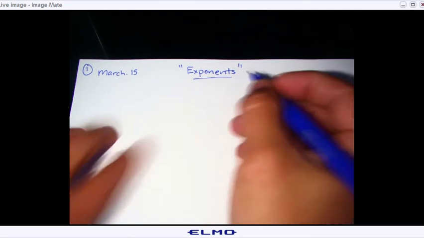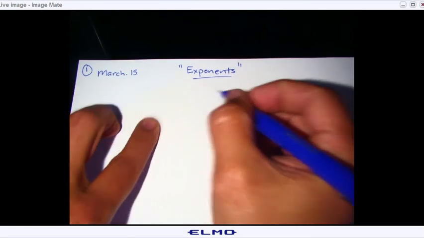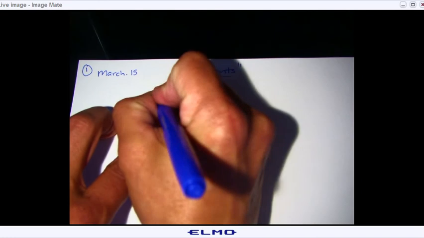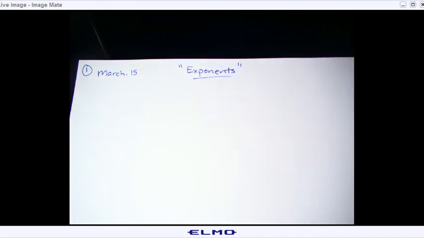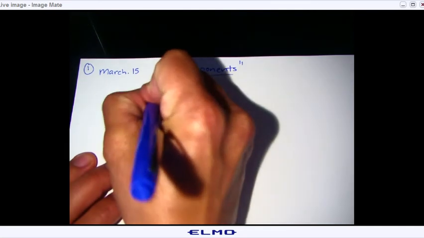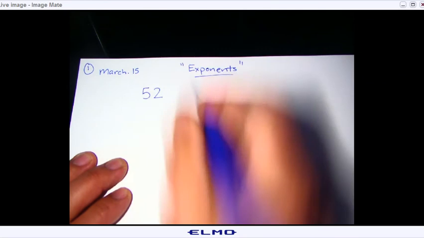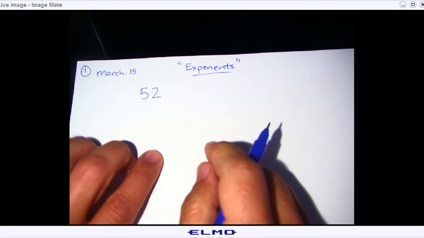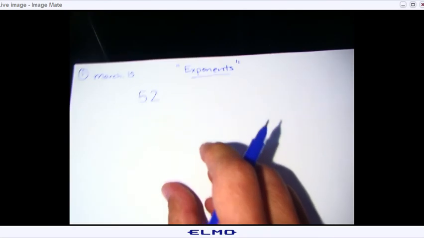So again, what is an exponent? An exponent is basically a little number, but it's on the upper right hand corner. So if you have this number here, 52, that's not an exponent. That is a number, right?